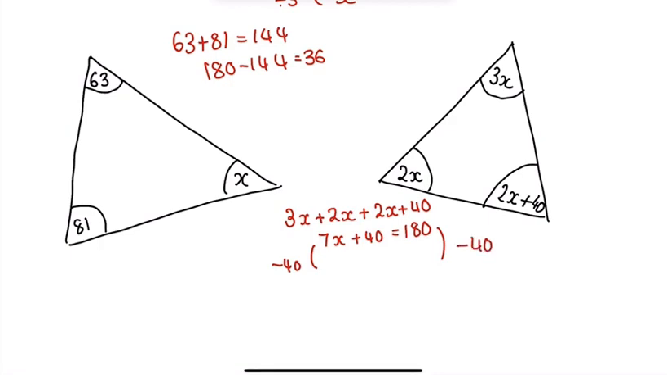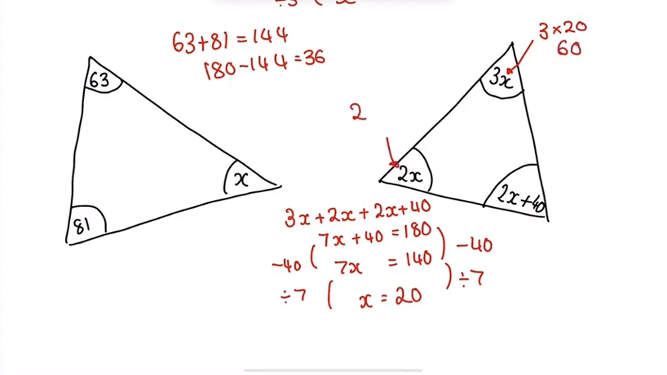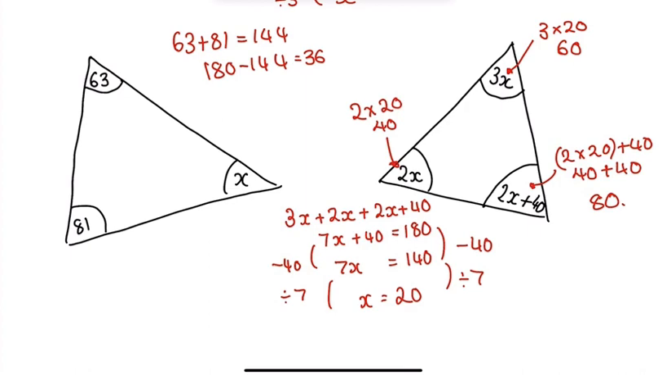To get rid of that 40, I'm taking it away, which leaves me with 7x equals 140. And then to get rid of that 7, I'm dividing both sides by 7, getting an answer of x is 20. Now that's not my final answer. I need to find the size of the angles. So I've got 3 lots of x, which is 3 lots of 20, which gives me 60. 2 lots of x, which is 2 lots of 20, which gives me 40. And then we've got 2 lots of x, which is 2 lots of 20, and then we're adding on 40. So 2 times 20 is 40. Add on another 40, gives me an angle of 80.